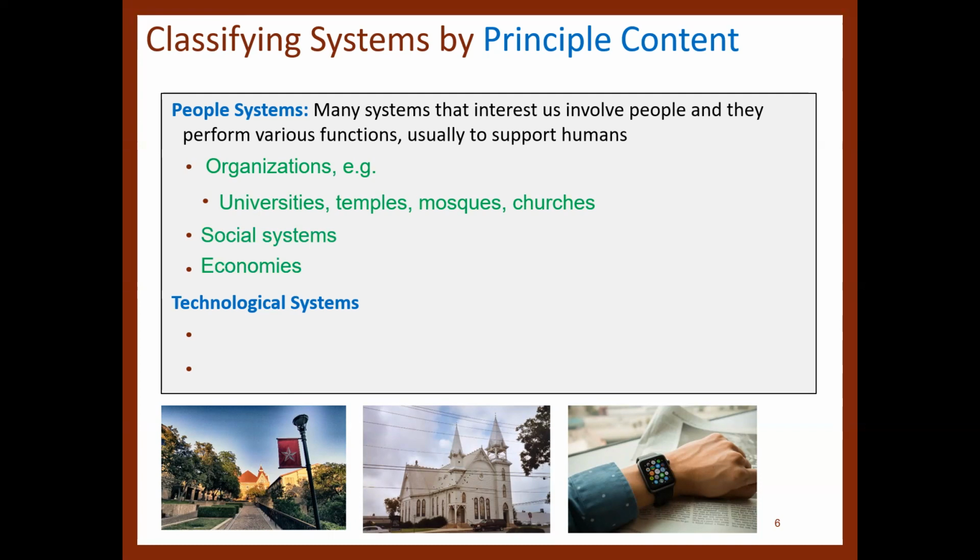We also have what are known as technological systems, which are the ones that typically involve systems engineering. And those are typically an outcome of their time and culture. So for example, the development of the cell phone and other devices such as the iWatch that is presented on this figure.